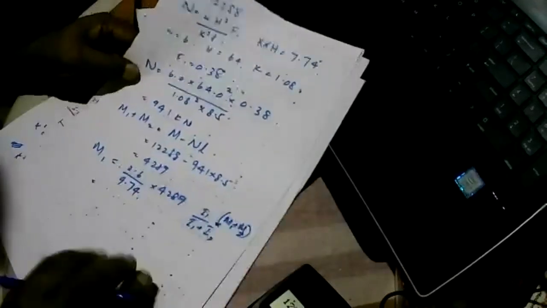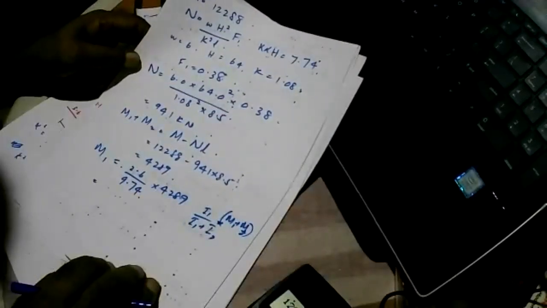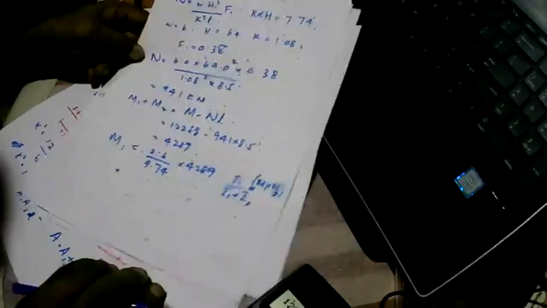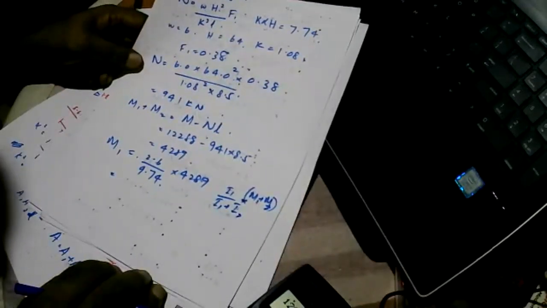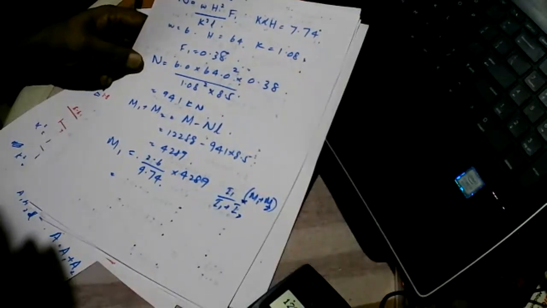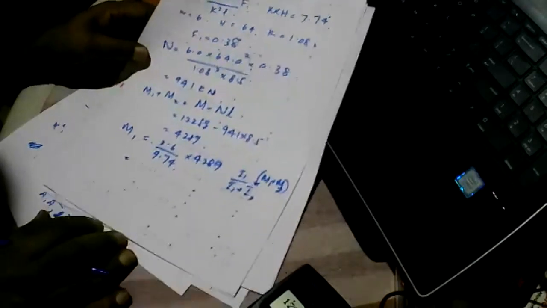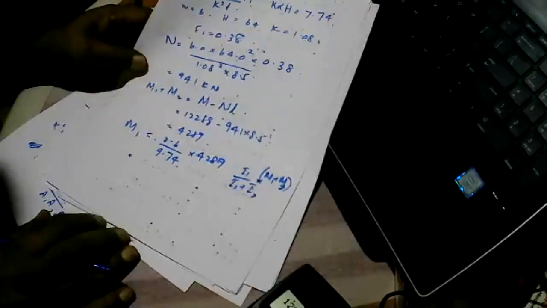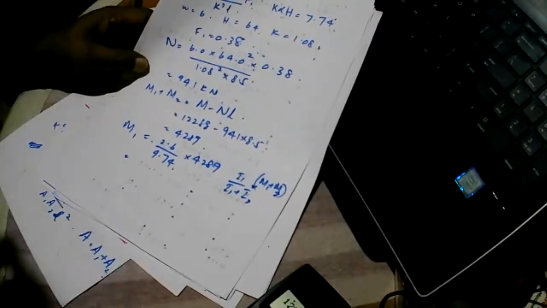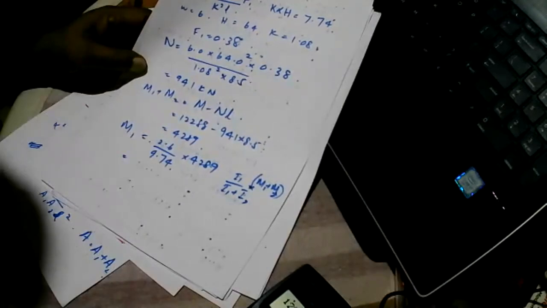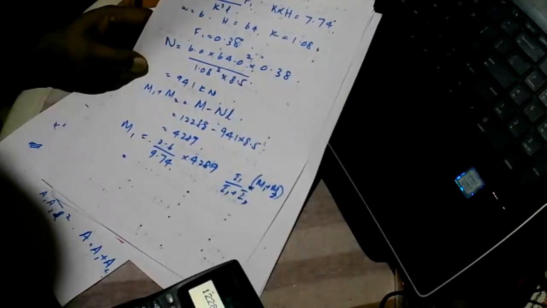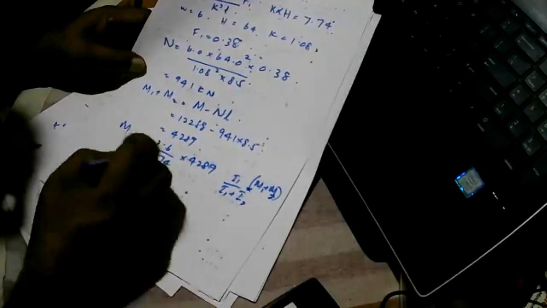So you can see the values. N is equal to 941, and M1 plus M2 is M minus NL. That is 12,288 minus 941 into 8.5. That is 4,289. And M1 is equal to 2.6 divided by 9.74. That is I1 divided by I1 plus I2 multiplied by 4289. And 2.6 divided by 9.74. So you get 1,145.